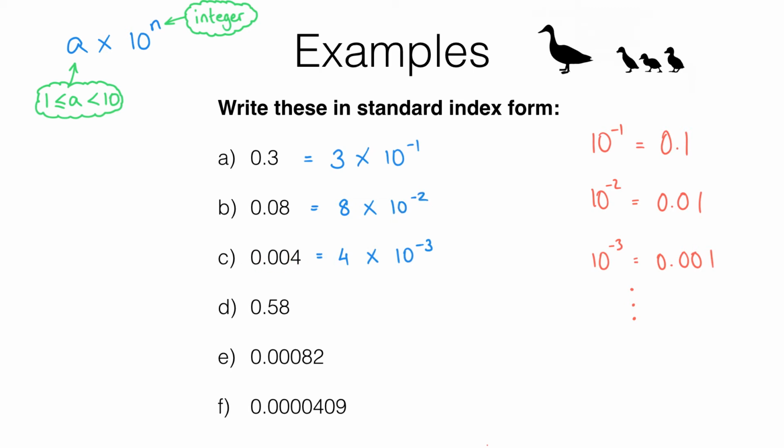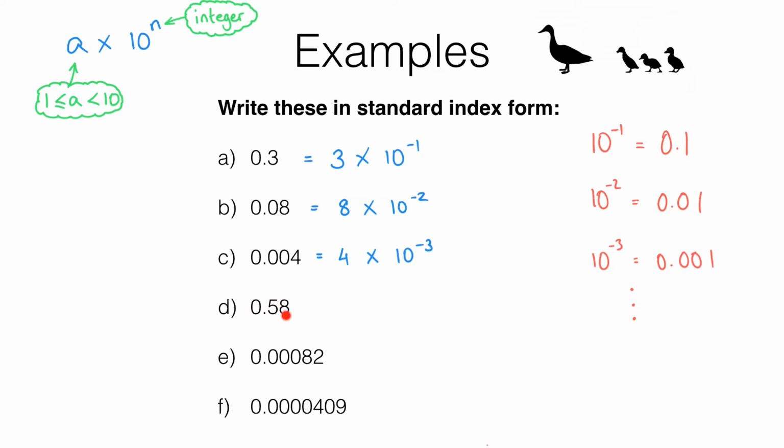In this question, we've got a 4. That's the first non-zero digit. And where is that 4 in relation to the units position? Well, it has been moved 1, 2, 3 places to the right. So we've got 4 times 10 to the power of negative 3. 3 places to the right, 10 to the power of negative 3. We can use this idea to help us with the next one.